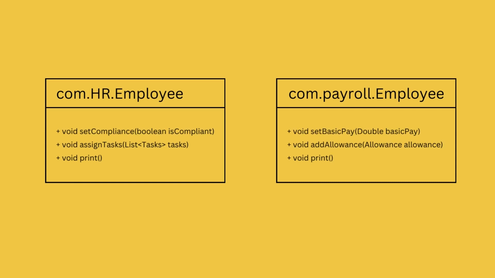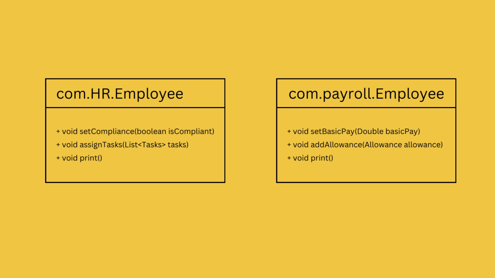Right? So the problems of shared responsibility can be avoided if the responsibilities are clearly isolated into two different classes. For example, we can have two separate employee classes, one in the HR and the other in the payroll namespaces. The com.hr.Employee has the set compliance, assign tasks and the print method, and the com.payroll.Employee has the set basic pay, add allowance and the print method.